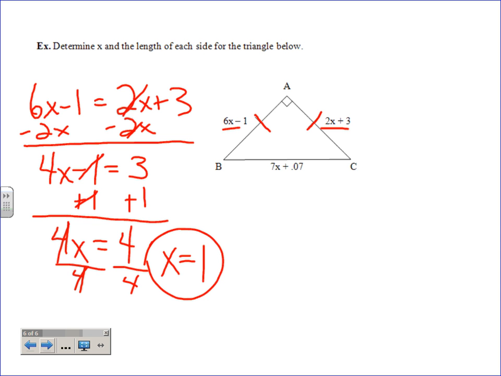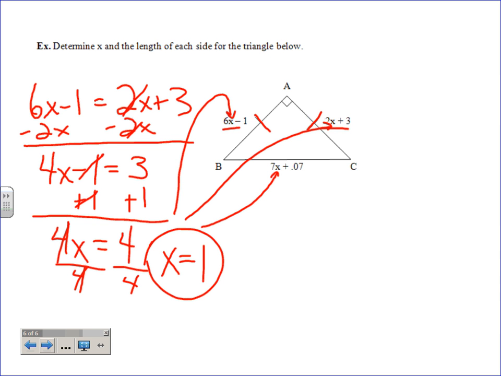Are we done? Why not? Oh, it says to determine x and the length of each side. So what we have to do is substitute 1 right there, right there. And what should we know about those two once we substitute 1 in? They better be the same. Whatever it is, they better be the same. Does this one have to be the same? Could it be? Could be, right? Because isosceles can be equilateral. We just maybe didn't get marked. I'm guessing it probably won't be because of the 0.07, but just throwing that out there.